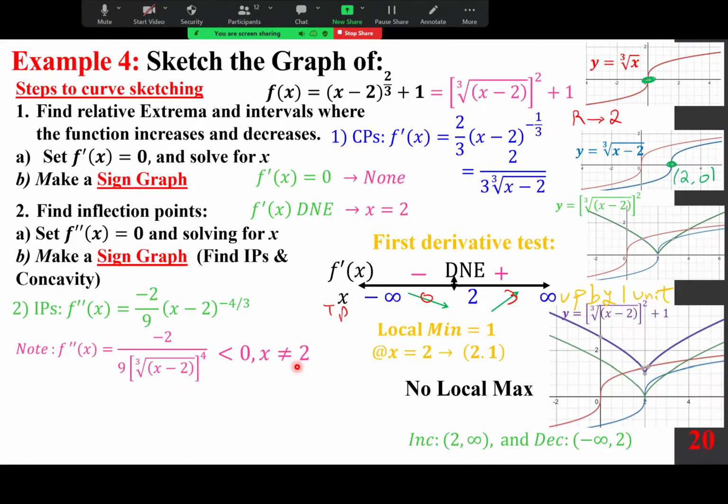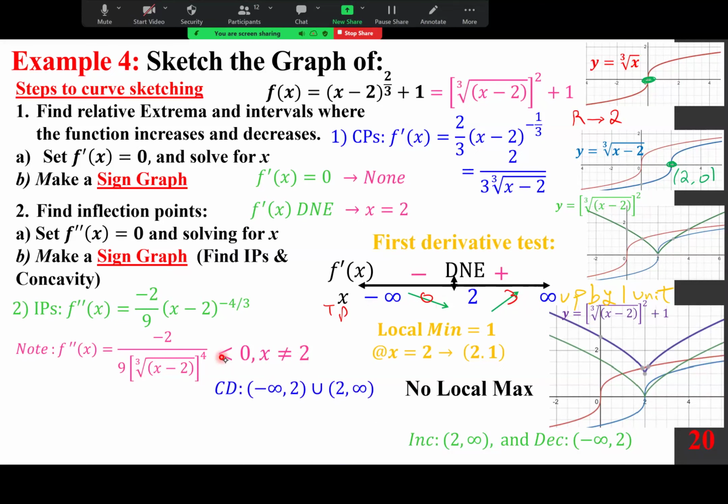However, not at 2. So how do you write it? You can't write from negative to positive infinity. You have to write from negative infinity to 2, union 2 to infinity, it's concave down because it's negative. And you don't have to do the sign graph.